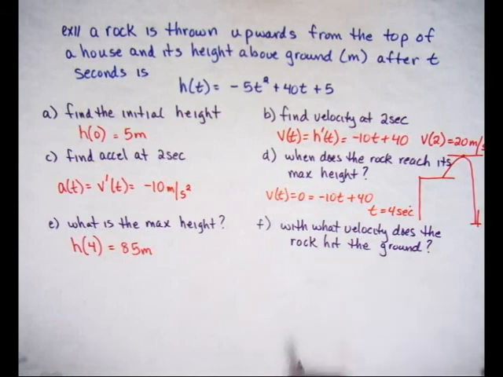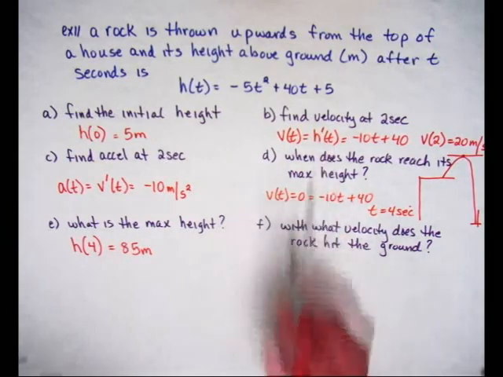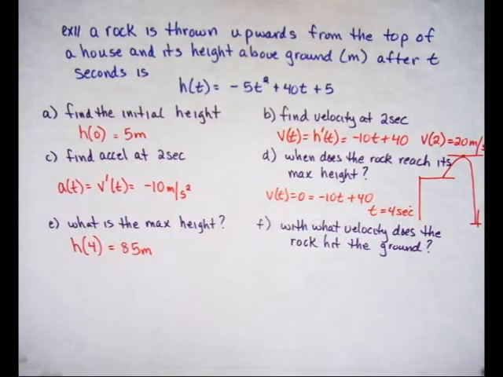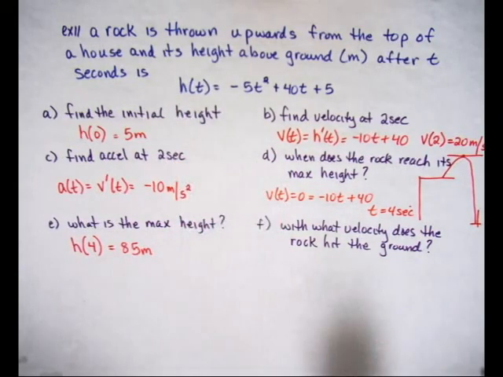So we need to find the velocity when the rock hits the ground. Well, our velocity function dictates that we have to have the time. So we need to know how long it took the rock to hit the ground. So again, it's a nice thought-provoking question. What do we need to know to find when the rock hit the ground? Well, when it hits the ground, it's going to have no height. Its height's going to be 0.